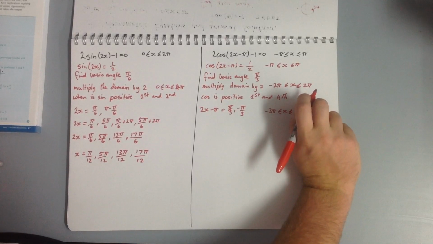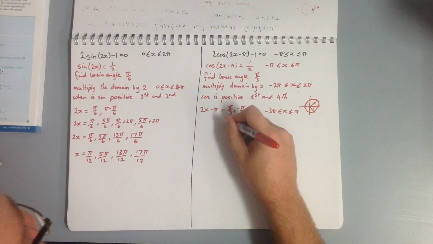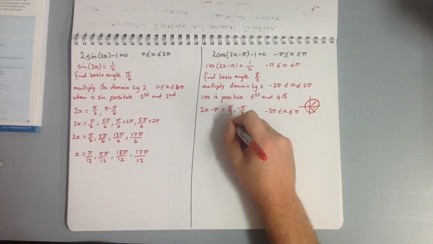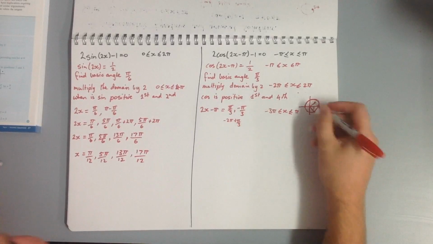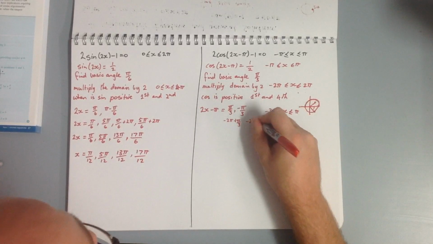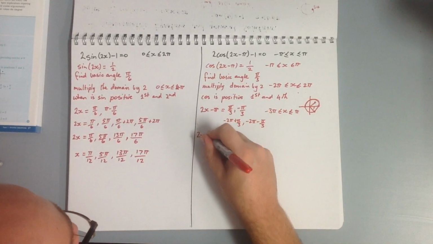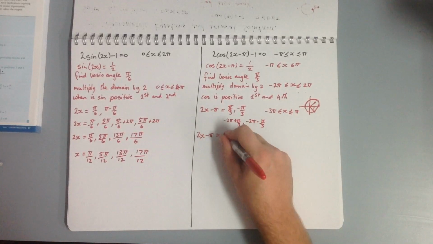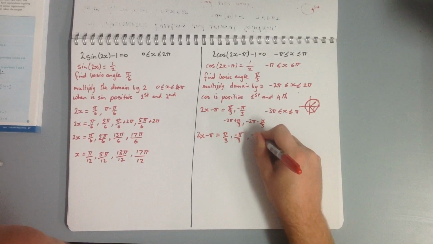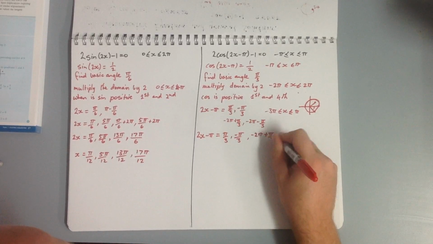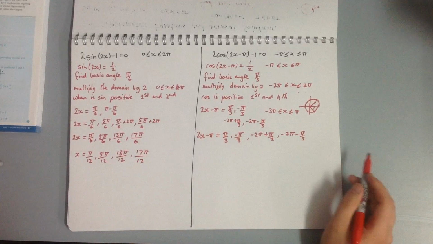So what that means is we're going to have to go negative 2 pi plus our pi on 3, that'll give us this one. And then to get this one, we also need to do negative 2 pi minus pi on 3. So now we've got 2x minus pi. I'll just write it out a little bit better. Okay, so we've got our 4 solutions.